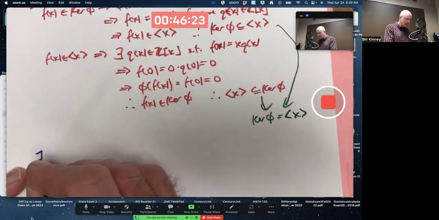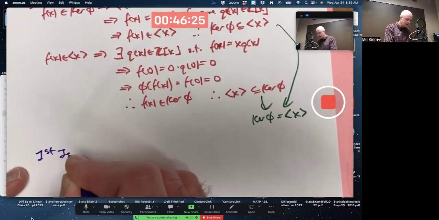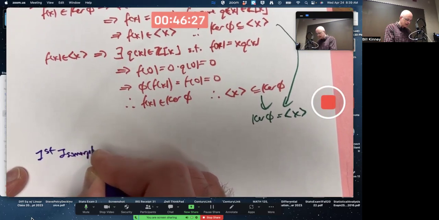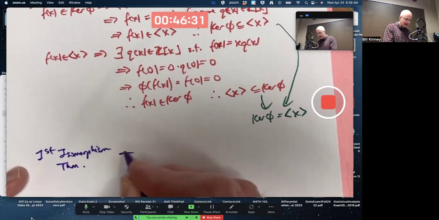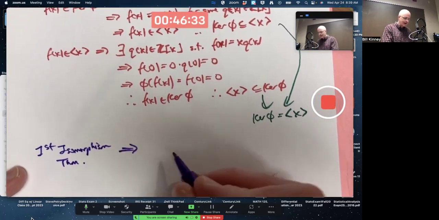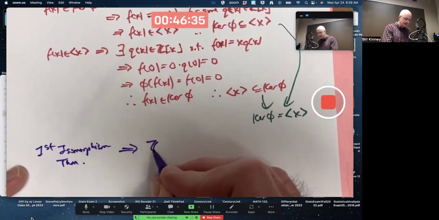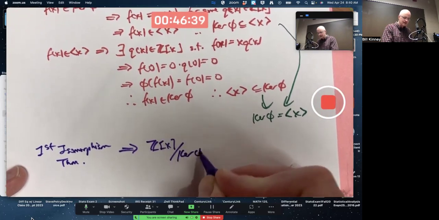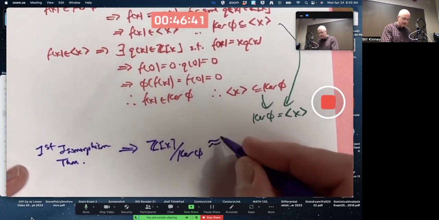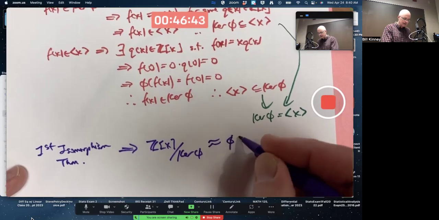There's a first isomorphism theorem. First isomorphism theorem that implies now that if I take the domain of phi and mod by the kernel of phi, it's going to be isomorphic to the image of phi.